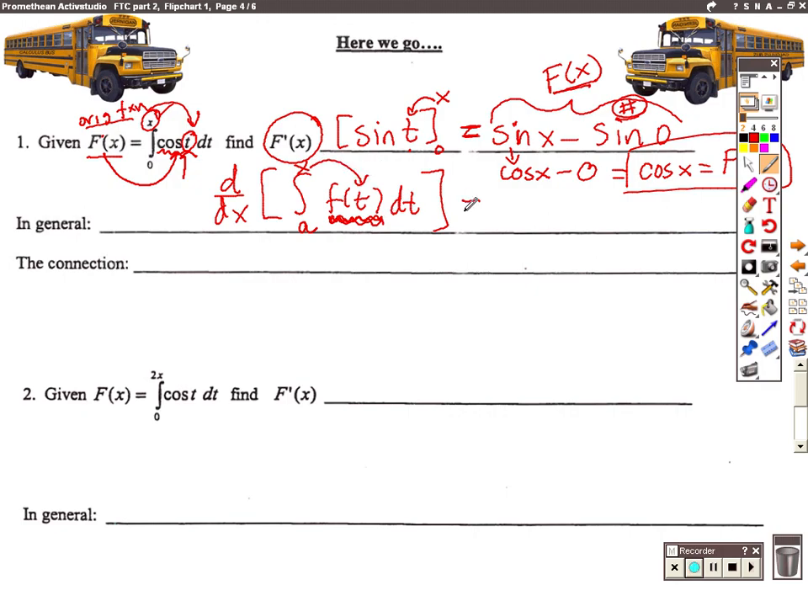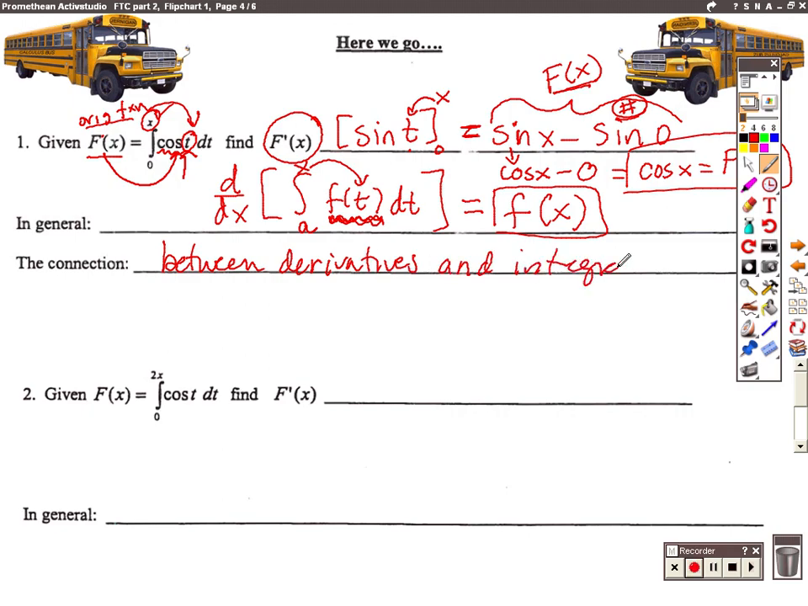The derivative is little f of x. That is the shortcut. In other words, instead of having to actually find the antiderivative and do the definite integration, the shortcut is the dummy variable t comes out, and the new variable x goes in. And this is the connection between derivatives and integrals. I know that it seems kind of dumb and redundant to say that. I think you already realize that when we're integrating a derivative.